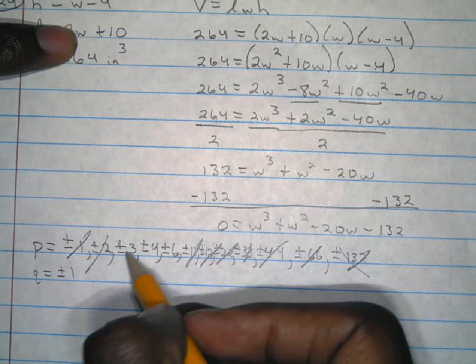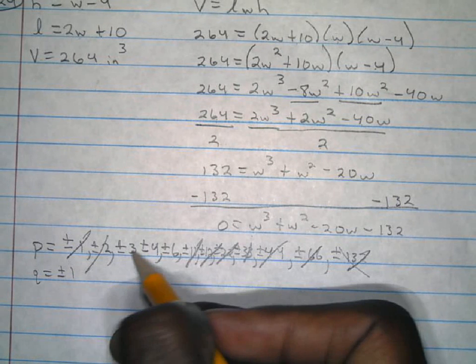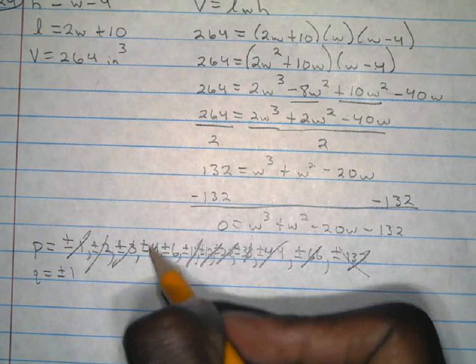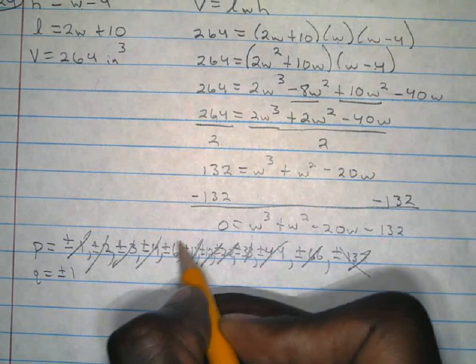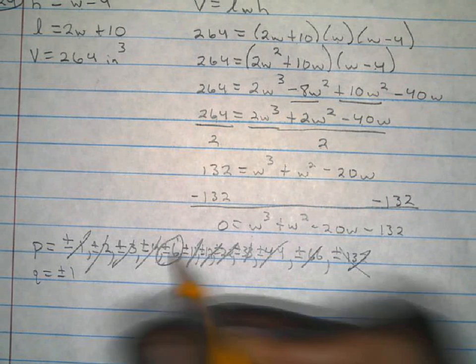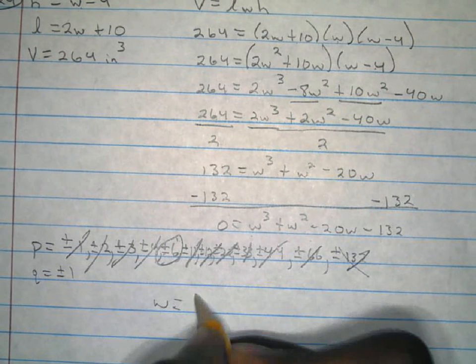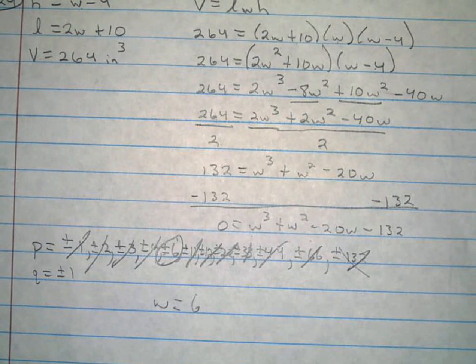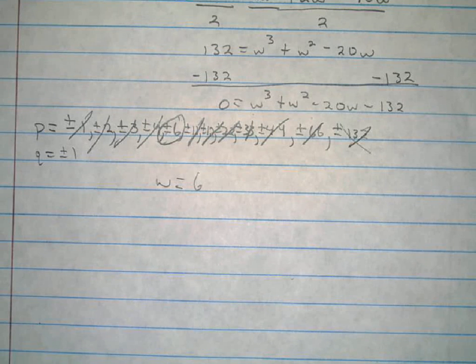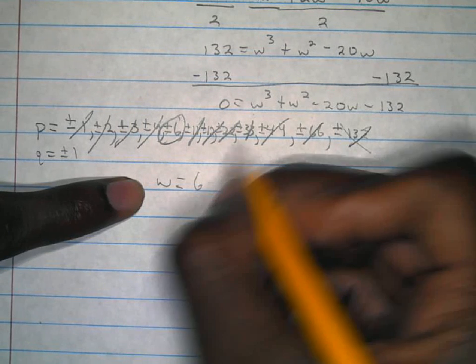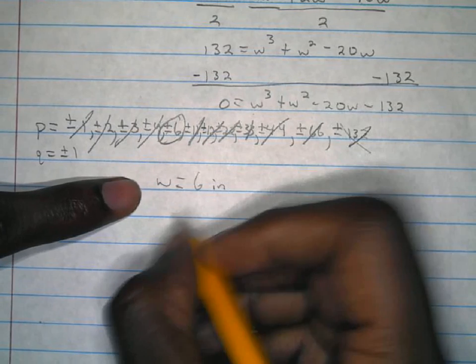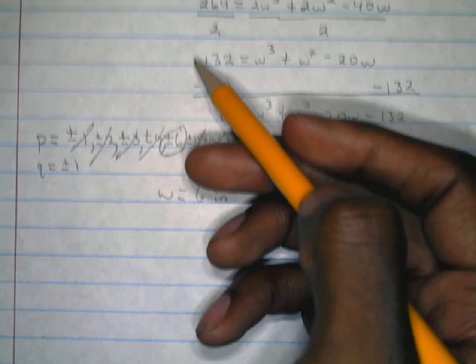No, because if 1 is the value, then 1 minus 4 is negative. 1's not possible. 2 minus 4, negative, so 2 is not possible. 3 minus 4, negative, so 3 is not possible. 4 minus 4 is 0, not possible for a height. The only value is 6, and you know it can't be negative, so your answer is automatically W equals 6. We got W equals 6 already. We didn't even have to use any synthetic substitution. None of that.